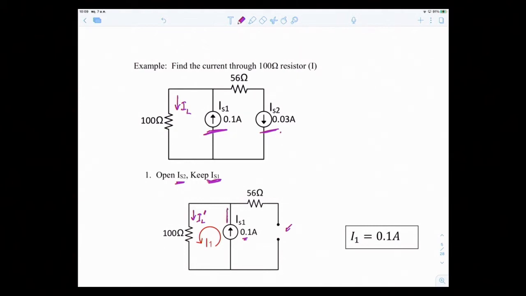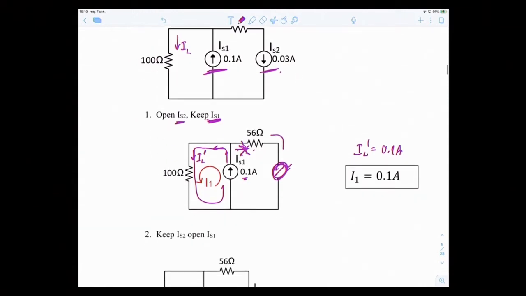So the current goes up here. The current comes to this junction, and there are 2 ways it is supposed to split. However, in this case it doesn't split, because this branch is open already. When it's open, the current cannot flow through, so there's no current flowing in this branch. Therefore, all the 0.1 amps go through here, and through the 100 ohms. So your IL prime, I1, is equal to 0.1 amp.